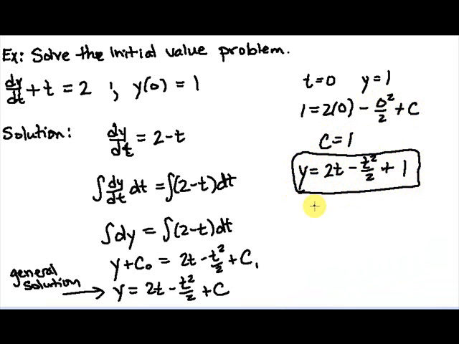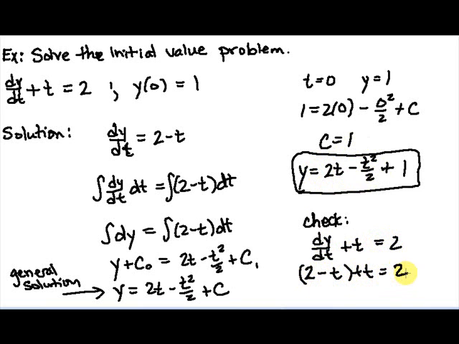Now, one thing that we might want to do is just to confirm that this is in fact a solution to the original differential equation. And how could we do that? Well, we just plug it in as we did before. So to check, we're going to check that dy/dt plus t is equal to 2. Well, dy/dt is the derivative of y, which is going to be 2 minus t. We're adding that to t, and in fact that does equal 2.